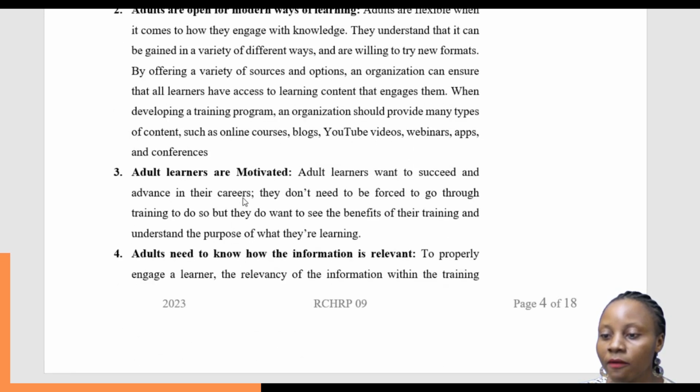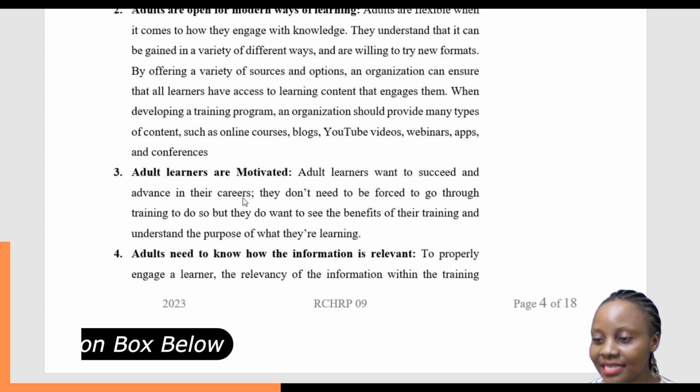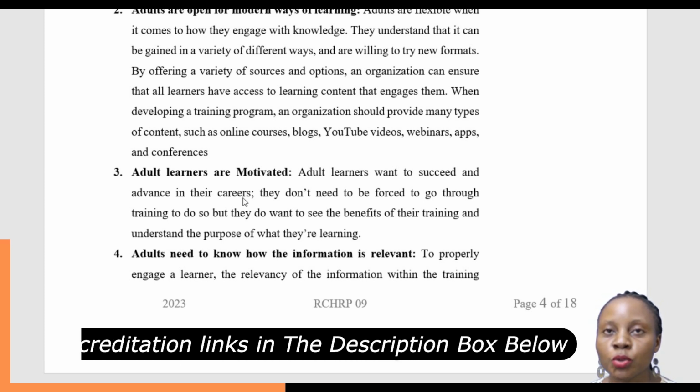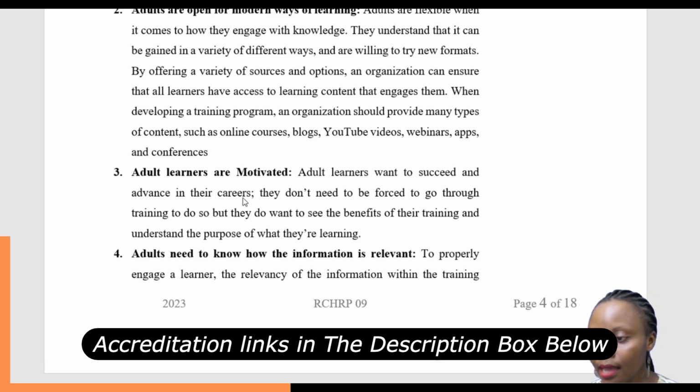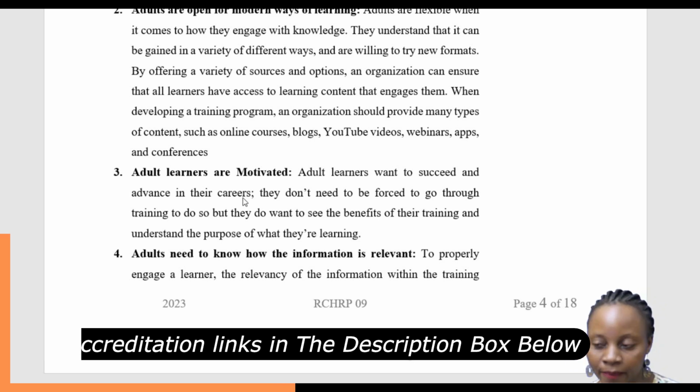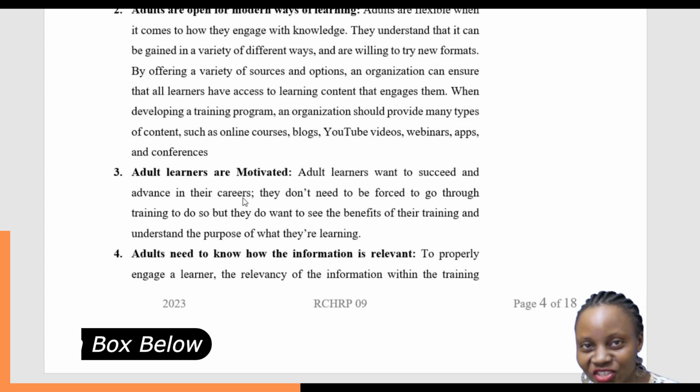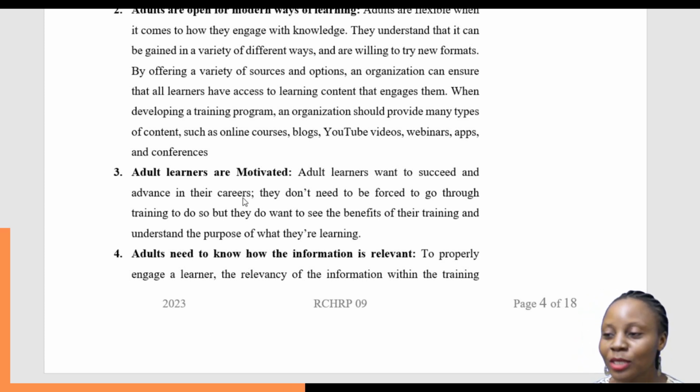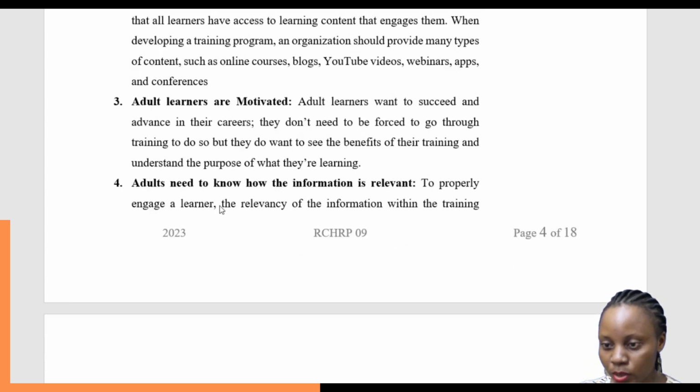We have principle 4: adults need to know how the information is relevant. That is also something that you need to have in mind as a trainer. These people will wish to know: what I'm learning today, how relevant is it going to be? Is it going to bring any change in my profession? Is it going to bring any change in my career? That is also another principle that we have.